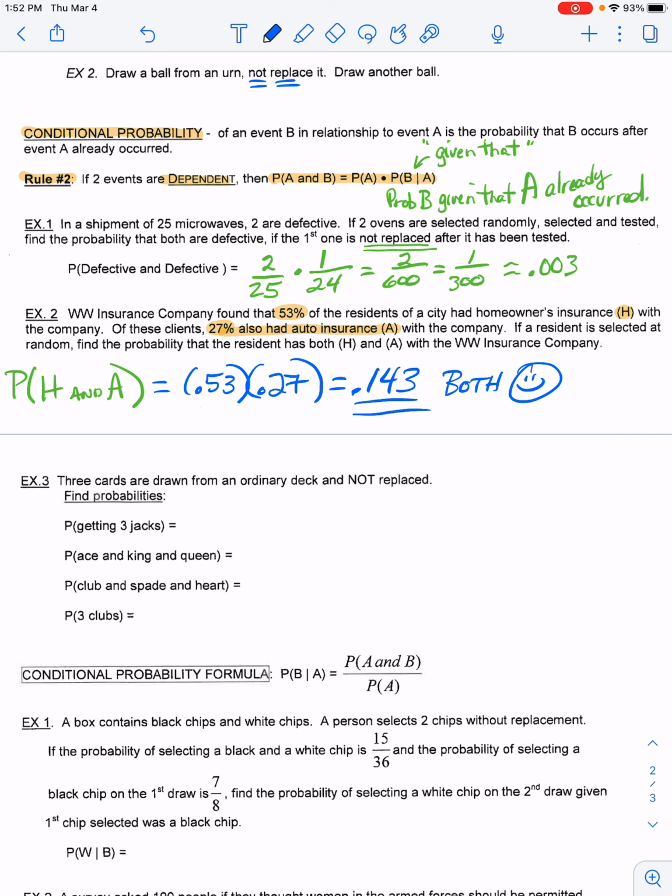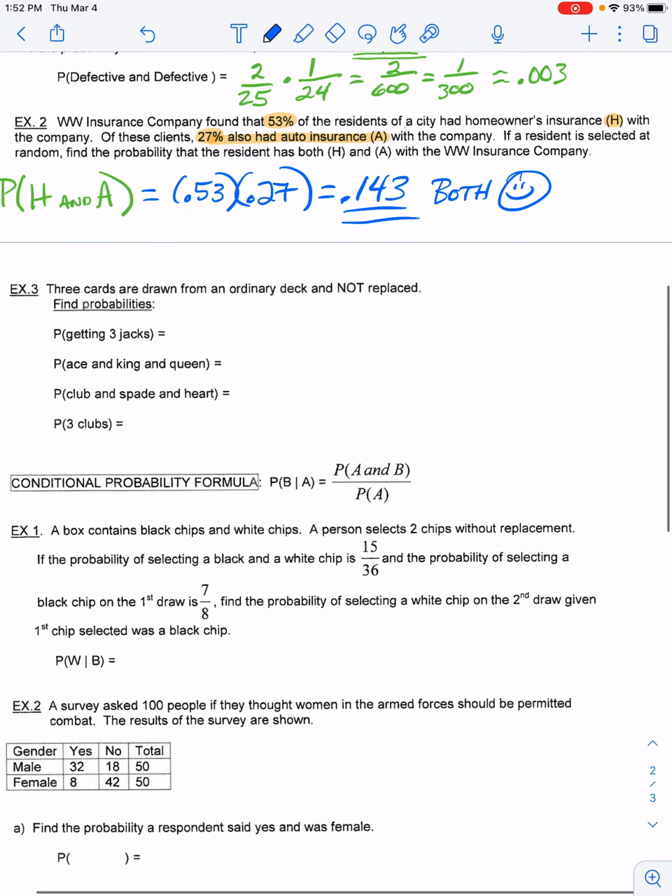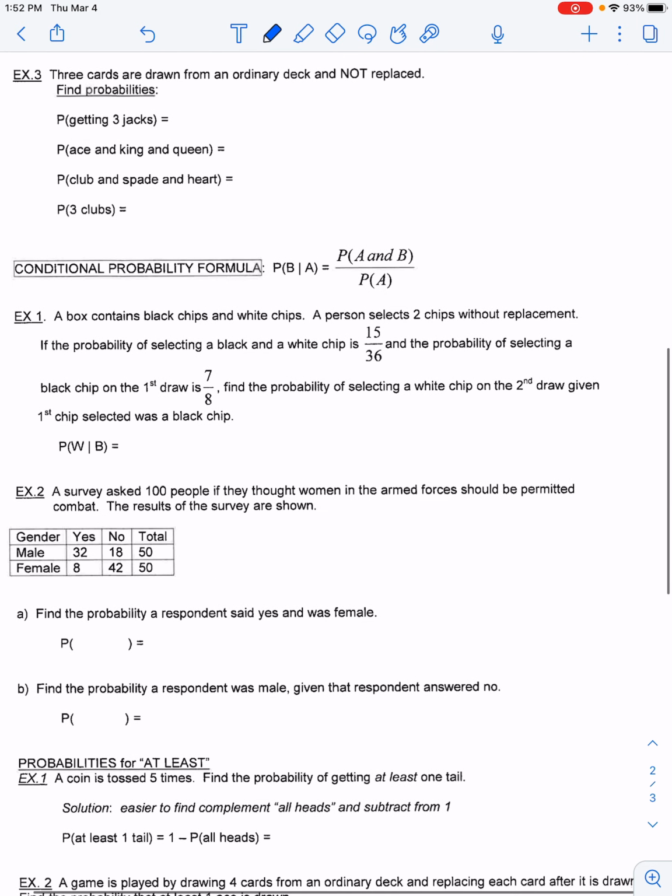Okay, so if you're using your notes, we'll flip over to the second page and continue with a couple extra examples here. Next up is some examples with cards. If you need to know playing cards, there's a reference sheet in your Schoology if that would be helpful for you. Okay, so here we go. 3 cards are drawn from an ordinary deck and not replaced. Find the probability of getting 3 jacks.